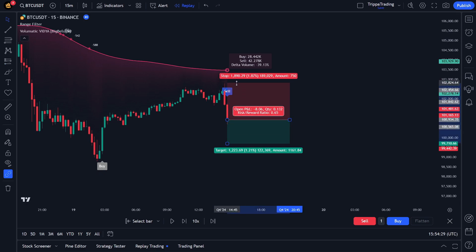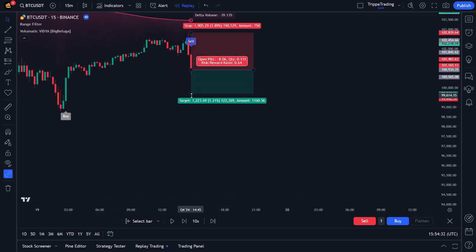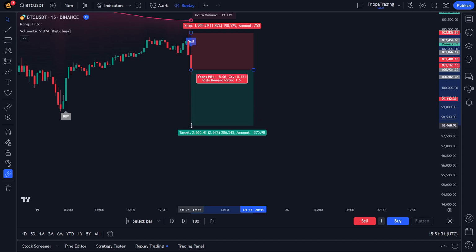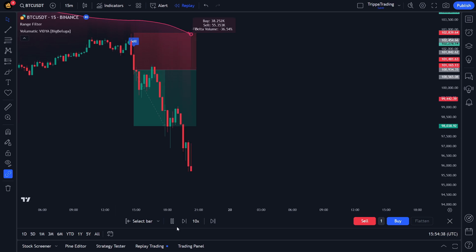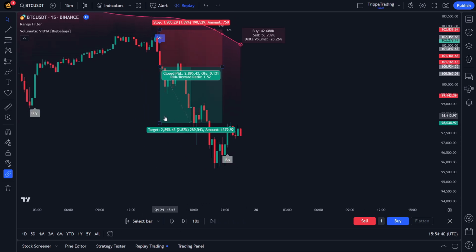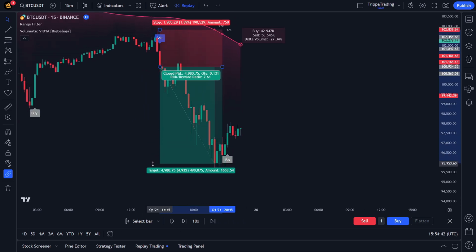For a sell position, you can place the stop loss above the most recent swing high, and you can target 1.5 times the risk. After some time, the market eventually hit our take profit, making this a successful sell trade.